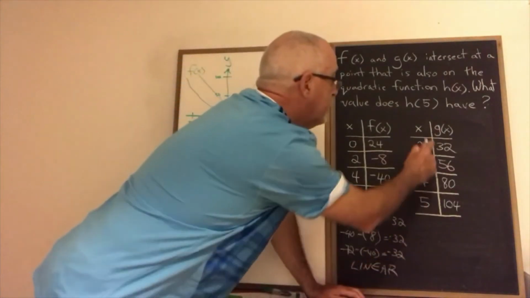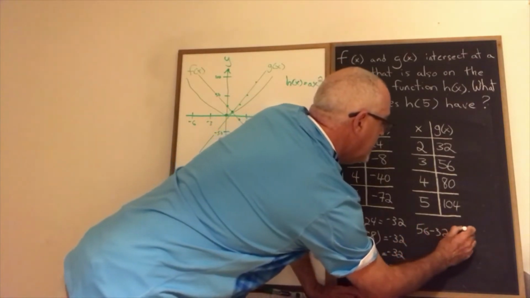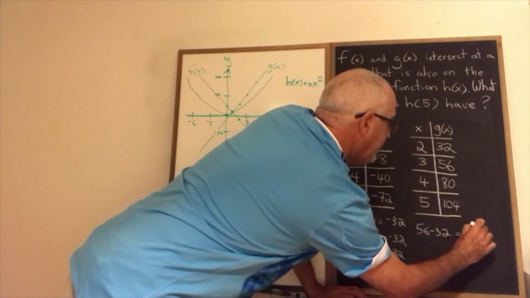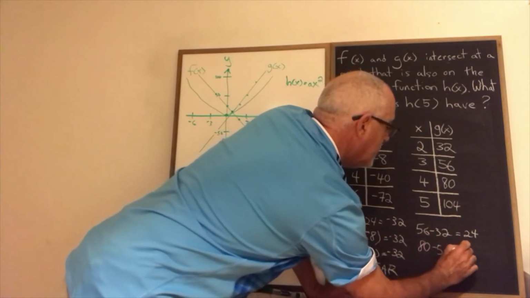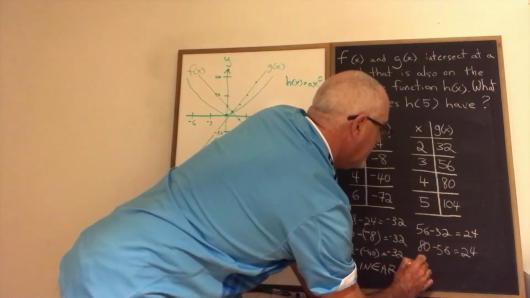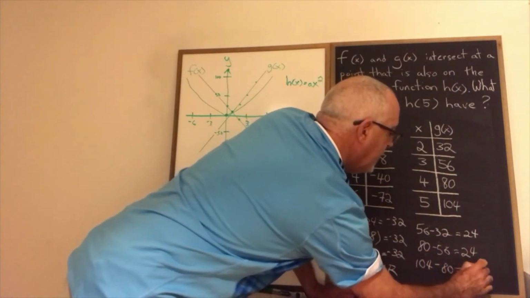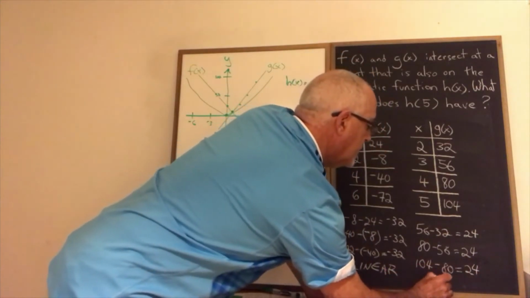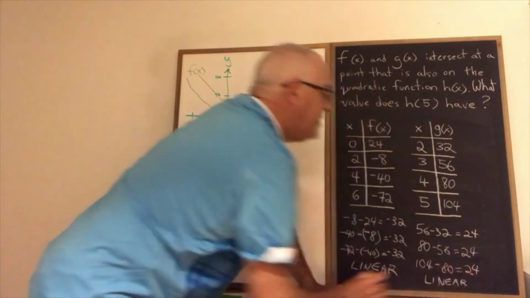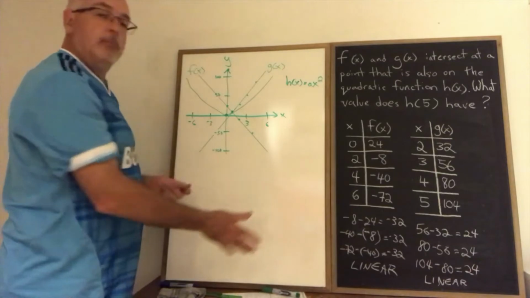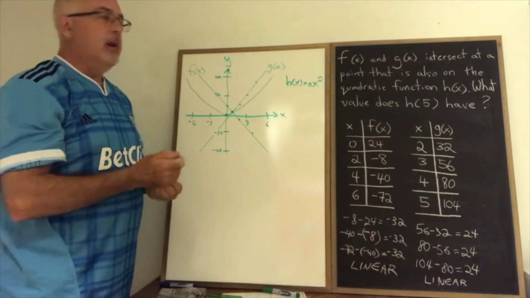Doing the same test for g of x, 56 minus 32 is equal to 24. 80 minus 56 is equal to 24. 104 minus 80 equals 24. I have a constant difference and proof that this is also linear. Now I'm showing whoever's correcting my question how I know they're linear in order for it to make sense that I'm going to do the next step.